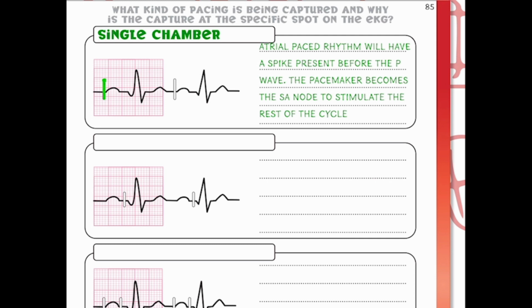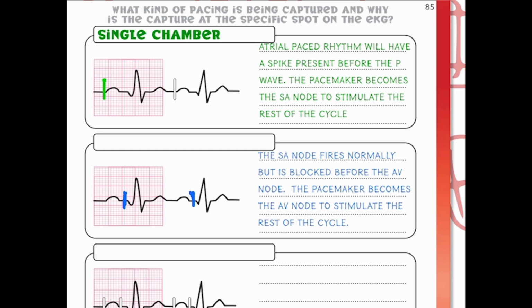And in the next example, we're going to see that these pacer spikes are present during our PR interval. So this is after that P wave. So we know that our atria have contracted, but this PR interval is that time frame that the AV node is delaying the impulse from hitting the cardiac circuit and sending the impulse down the bundle of His, down the Purkinje fibers, into the ventricles, and telling it to contract. So this is telling us that our SA node is firing appropriately, but it's blocked before the AV node. So the pacemaker is becoming the AV node to stimulate the rest of the cycle. And this is known as ventricularly paced.